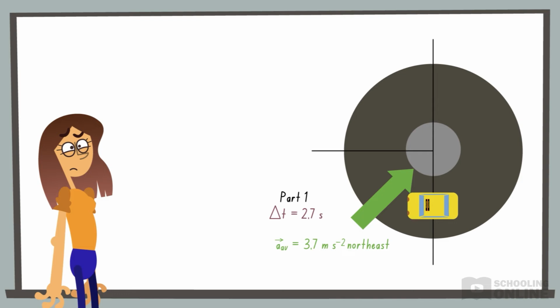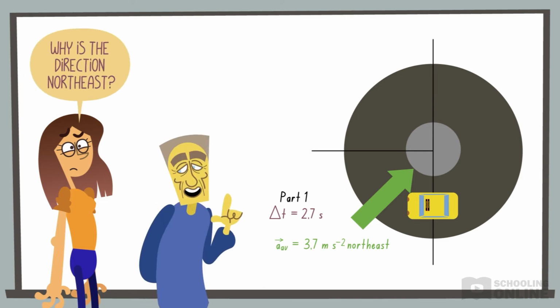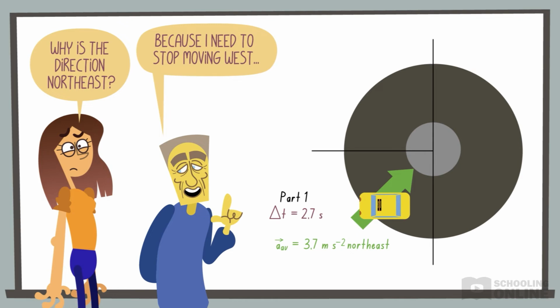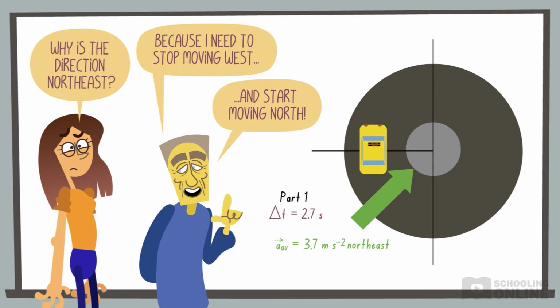Now, you might be wondering, why is the direction northeast? If we think about it, the car needs to stop moving west, which is the same as speeding up in the east direction. It also needs to start moving north. This explains why the change in velocity and acceleration are both northeast.